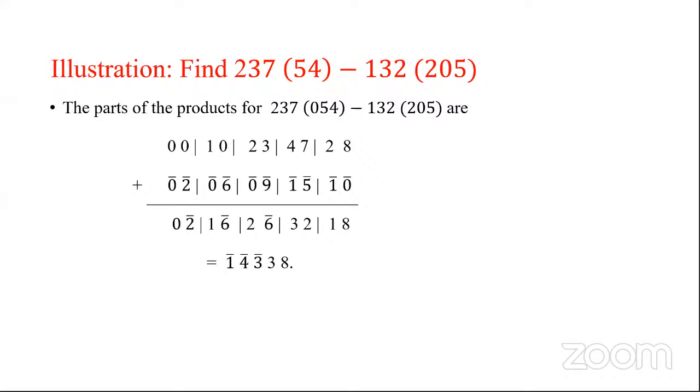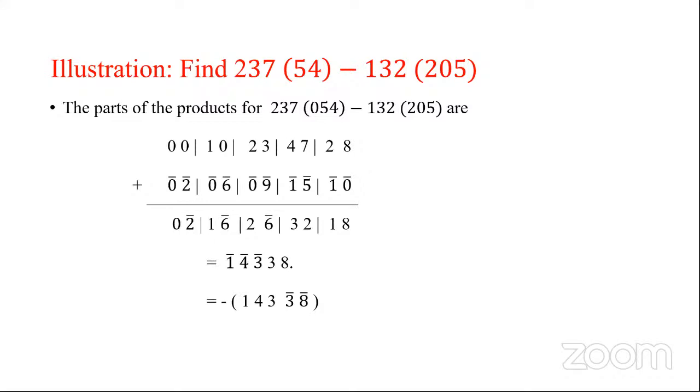Bar digit converted to normal digit, and 3, 8 are normal digits. We will write bar 3, bar 8. It is just like taking minus 1 common from the series of numbers. So this way, minus of 1, 4, 3, bar 3, bar 8.